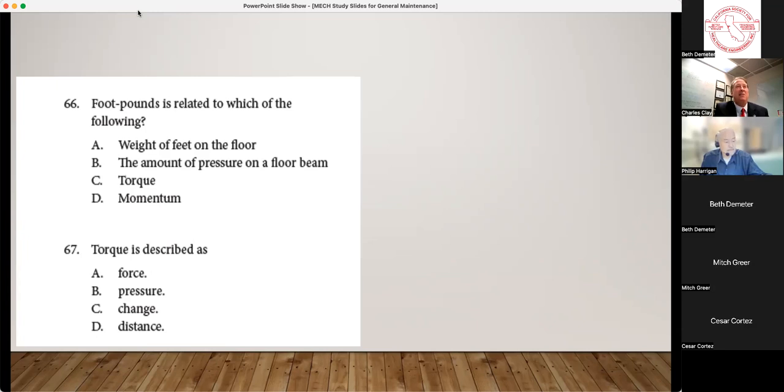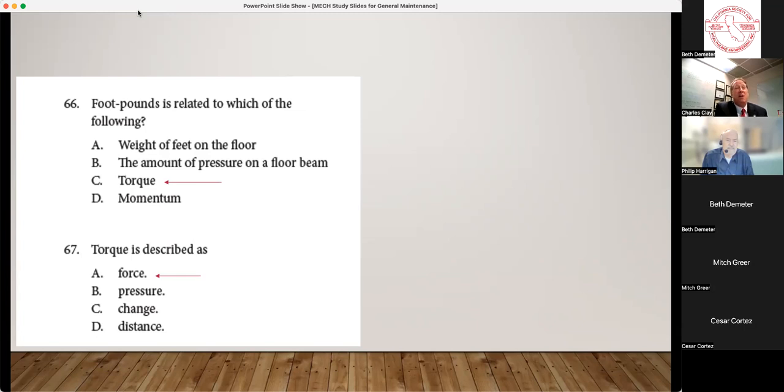Next slide, please, with the answers. It is torque. Foot-pounds is measured... which of the following? It is torque. So if you think about a torque wrench, you'll see the indicators on it are in foot-pounds. And if you think about a distance of 1 foot and 1 pound on it, that's a foot-pound. You put 10 pounds on a foot away, that's 10 foot-pounds, right? So it's the torque that you're applying to tightening something up.